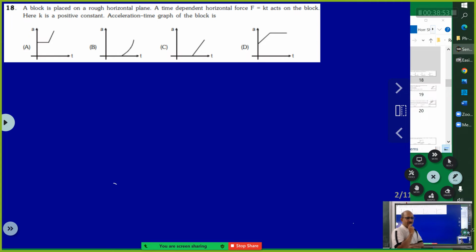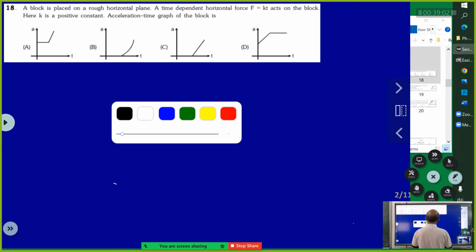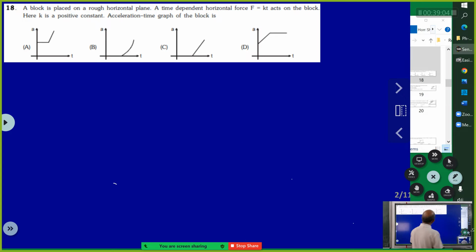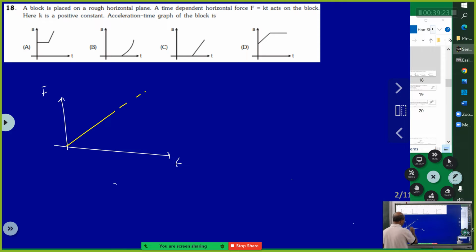See again, everybody, those of you who are getting stuck, don't go one level low. What is that level low? The level low that you have to go is F is equal to KT. You plot F is equal to KT, you will get an idea, because these are all graphs. If you plot F versus T, then the F versus T graph will be like this. Isn't it?